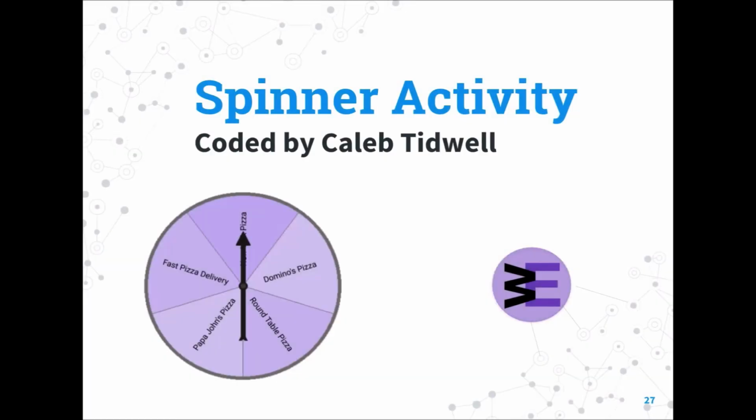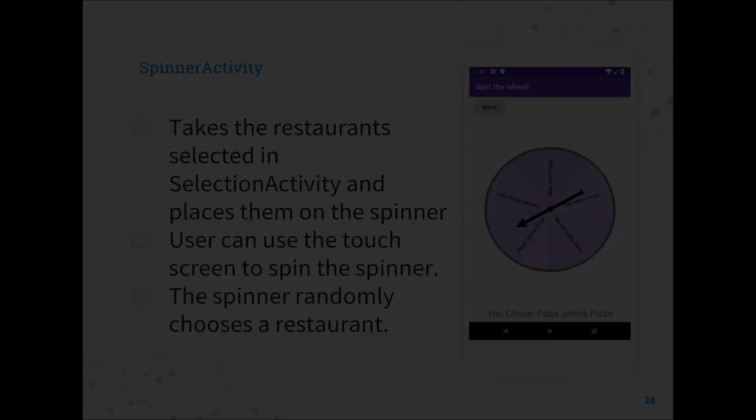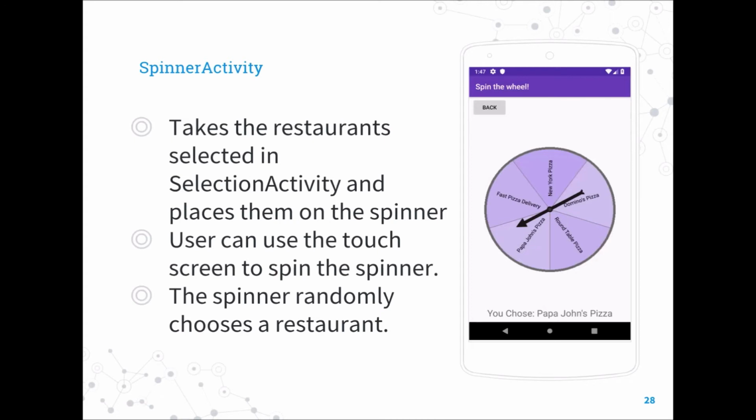Up next is Spinner Activity. This was also made by me, Caleb Tidwell. This activity places the restaurants the user selected onto a wheel, and the user can use the touchscreen to spin it and randomly choose a winner.